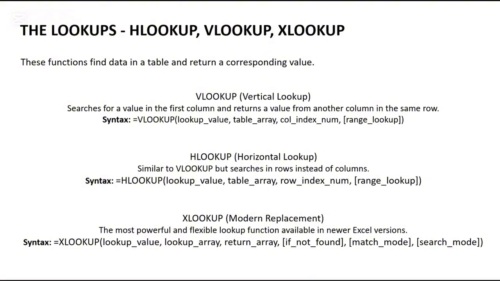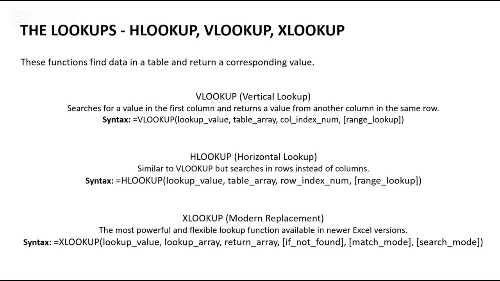Similar to VLOOKUP, but it searches in rows instead of columns. So basically, VLOOKUP searches in columns, while HLOOKUP searches in rows. Now the syntax is HLOOKUP, lookup value, table array, row index number, and range lookup.